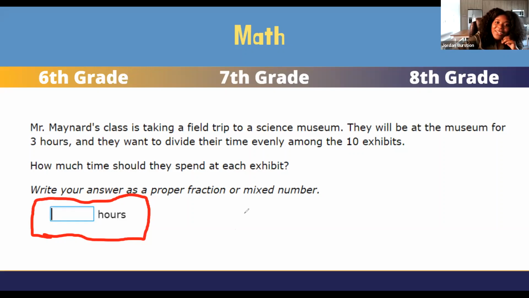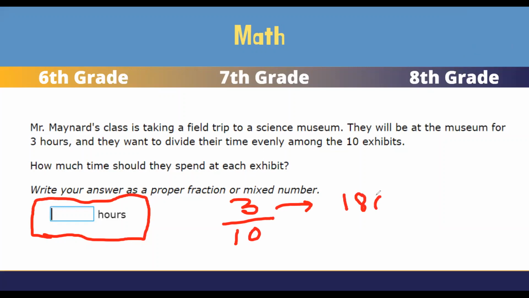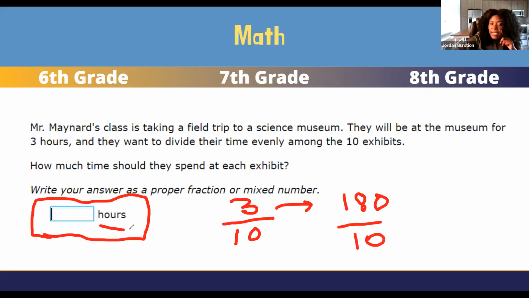Yeah, so you all were making it more challenging than it had to be. You just had to do 3 divided by 10. You didn't have to convert the 3 hours into minutes and then divide it by 10 because they just wanted us to give them the answer in hours.